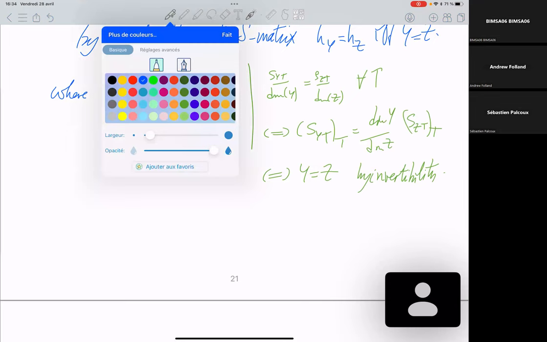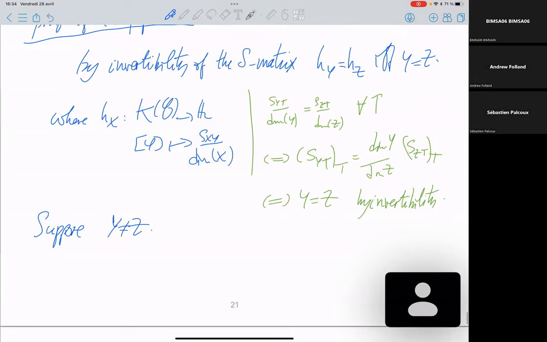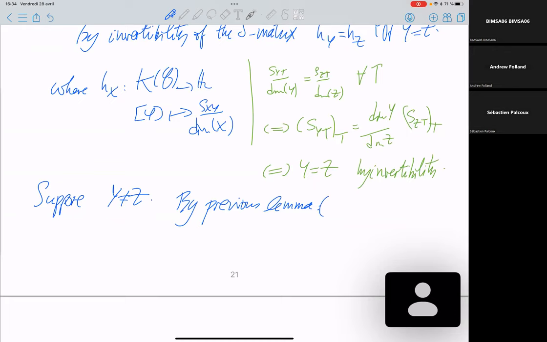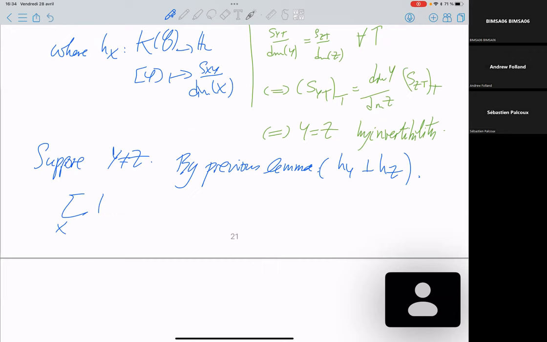So suppose Y is different from Z. You take two different simple objects, so in particular, two different characters. So you can apply the previous lemma, the orthogonality: H Y is orthogonal to H Z, the sum over X of the two like that is equal to zero.